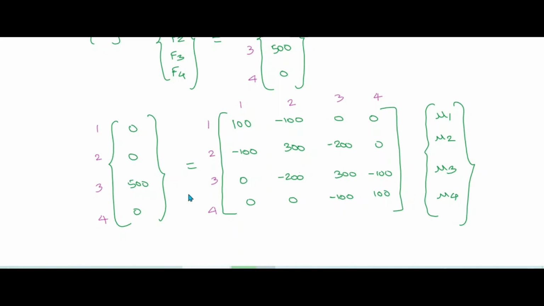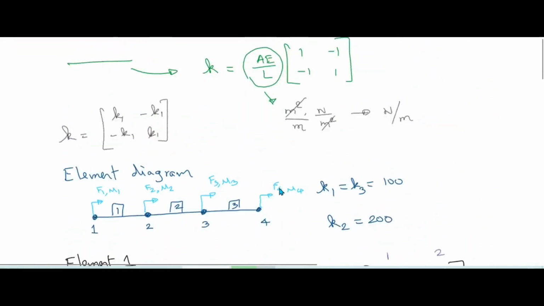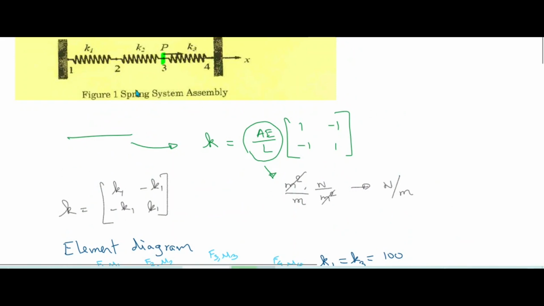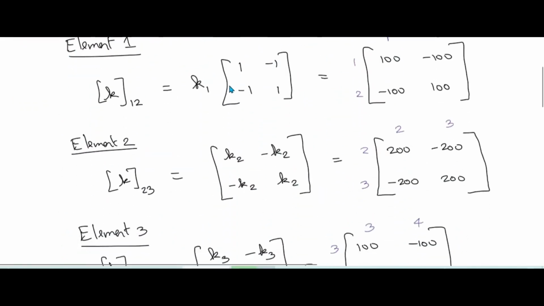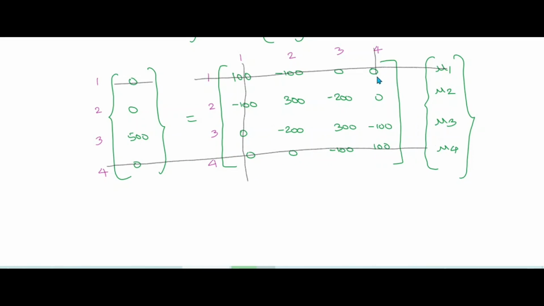So this is the arrangement of F is equal to K into U. Now if you look at my values, you know that you don't have displacement in nodal point 1 and nodal point 4. Suppose the value is 0. So when it is 0, I can strike that row and column. So the first row and first column you can cancel. Similarly, for U4, the last row and last column we can cancel.